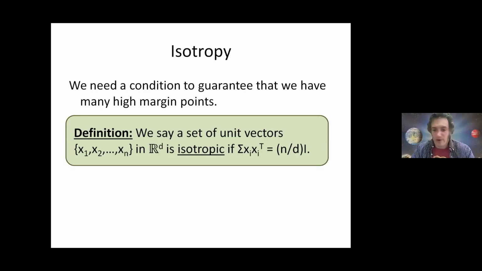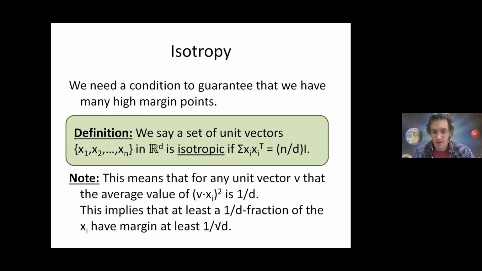And a very convenient way to do that is via isotropy. So we say that a set of unit vectors in R^d, x_1 through x_n, is isotropic if the sum of x_i x_i transpose is proportional to the identity matrix. Another way of looking at this is that if you have any unit vector v, the average value of (v dot x_i) squared is going to be equal to 1 over d.